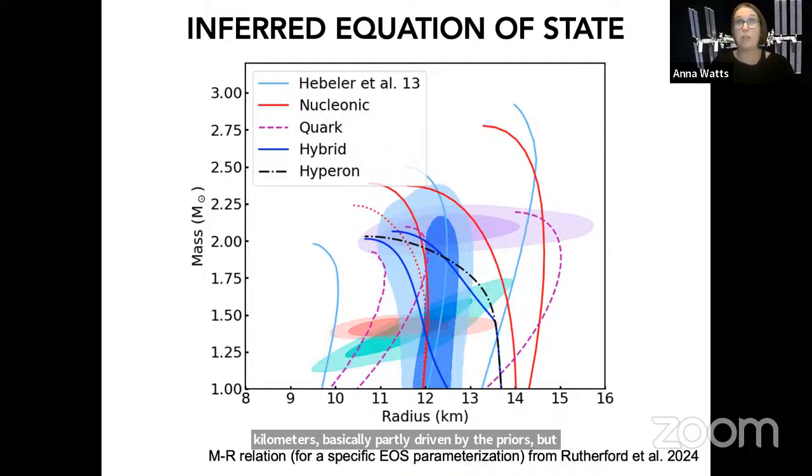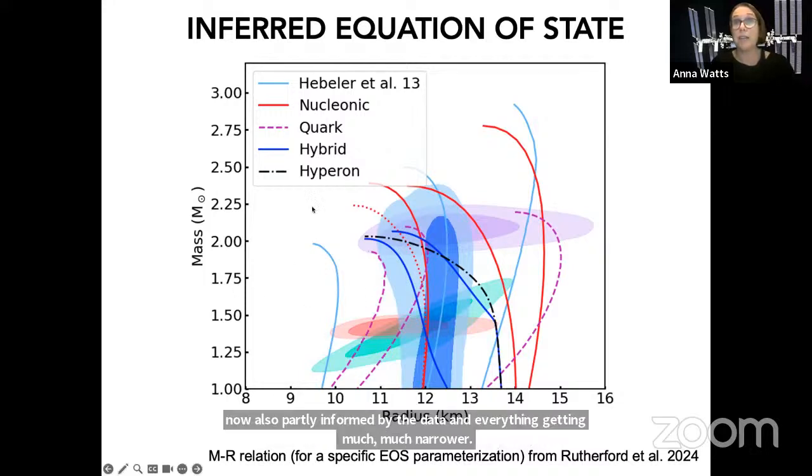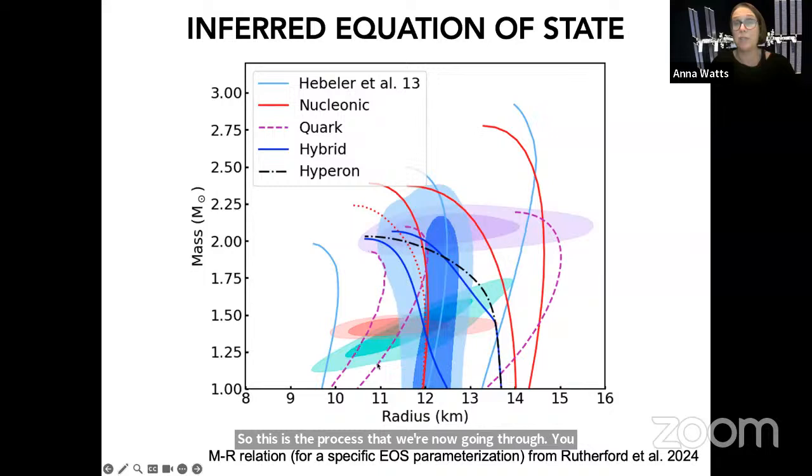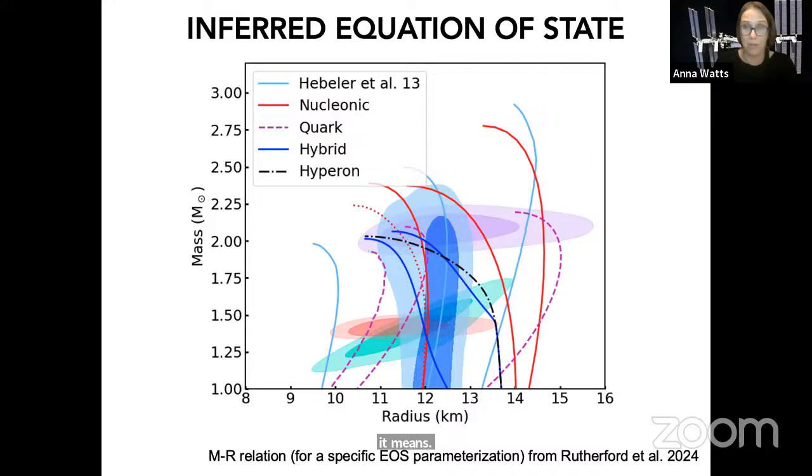So this is the process that we're now going through. You can see again these very soft equations of state disfavored, and now these very stiff ones as well, but that also comes from the prior. And again, lots of different nuclear physicists are working on taking this data and trying to understand what it means for quark matter, for hyperons, and so on in the cores of neutron stars.